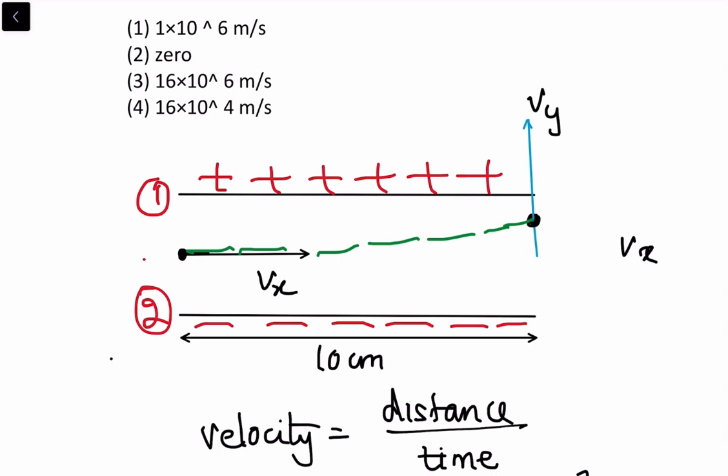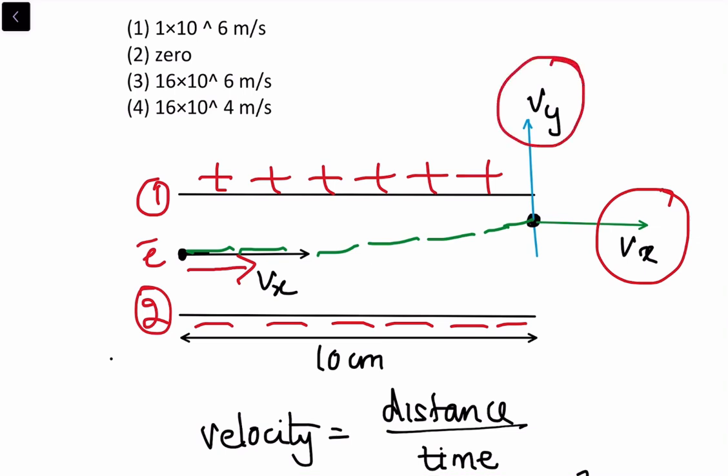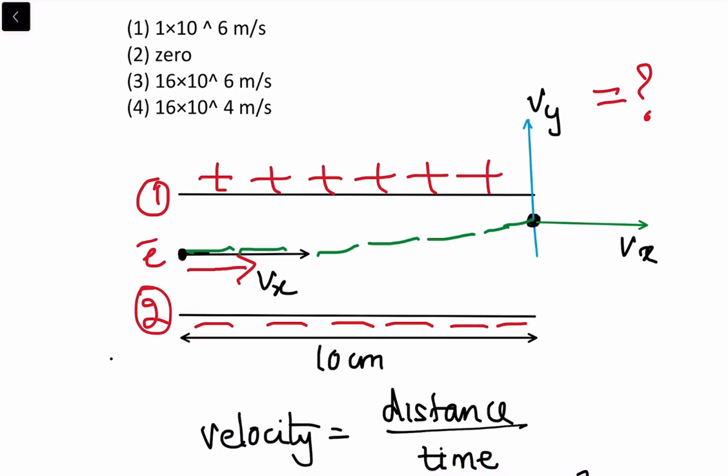This is the electron. From here it started, and when it is starting, its horizontal component of velocity is Vx. As it is attracted towards the positive plate, it goes towards the positive plate. Vx, which I have shown here with the green color, is the horizontal component of velocity, and Vy is the vertical component of velocity. What they have asked is Vy, the question mark. When it comes out, what is Vy?